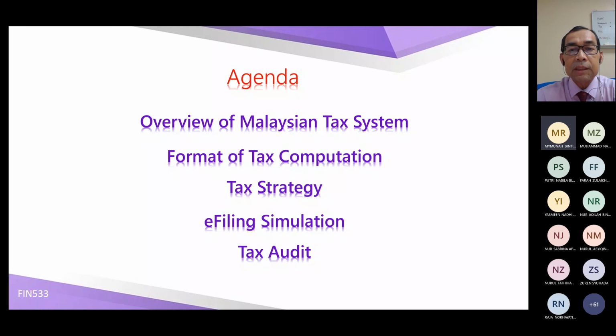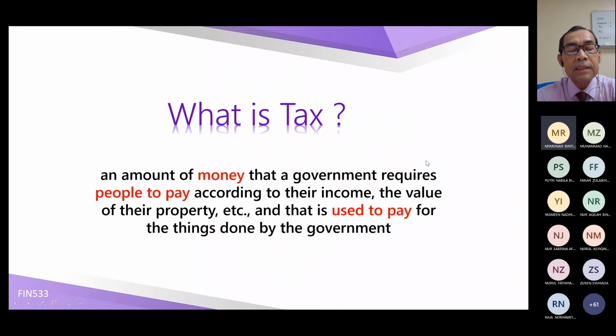Okay, let's talk about the Malaysian tax system. Tax ni what we pay lah kan. Apa yang kita bayar, duit lah. To whom? To the government. And then what will the government do with that money that we pay?